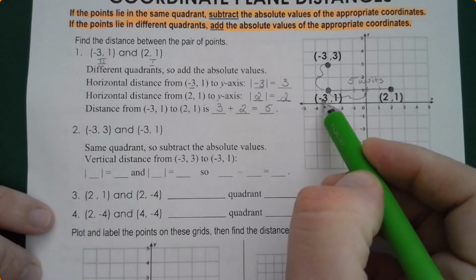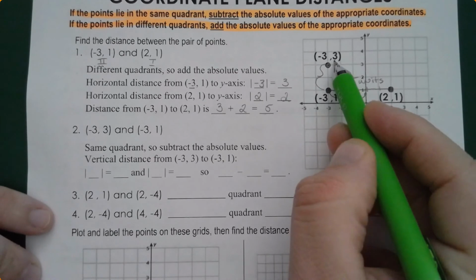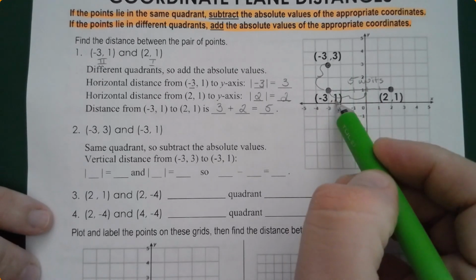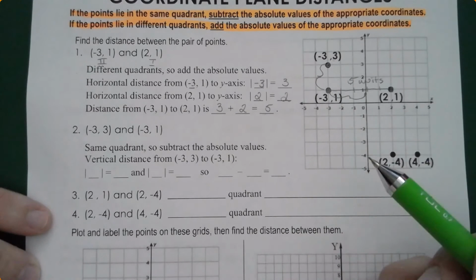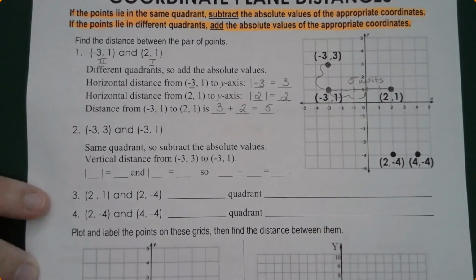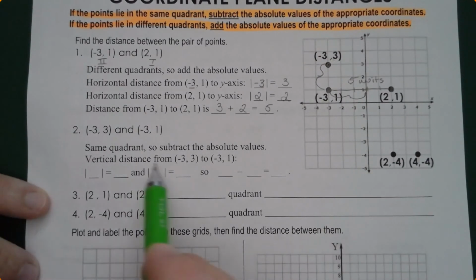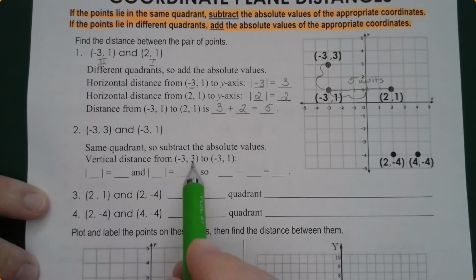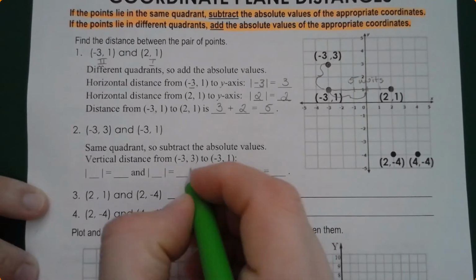We're not going to be working with those numbers. All right, so the y values are 3 and 1. There we go. 3 and 1 are our y values. So we're going to say, okay, the vertical distance from negative 3, 3 to negative 3, 1. We're going to take the first value here, which is 3.